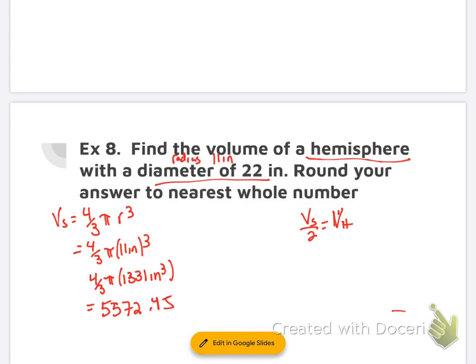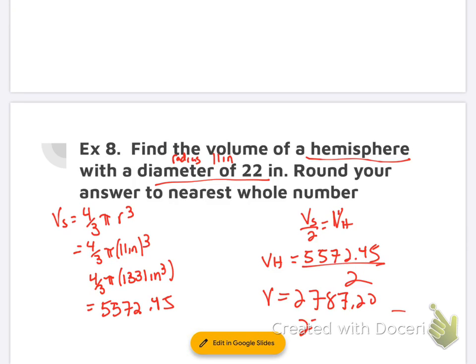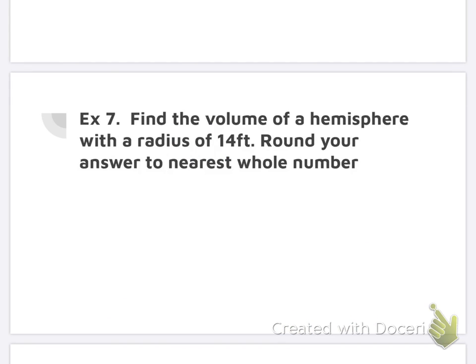5,572.45. To find our volume of our hemisphere, we're going to take that 5,572.45, divide it by 2, and I end up with my volume being 2,787.22, or just 2,787 inches cubed.